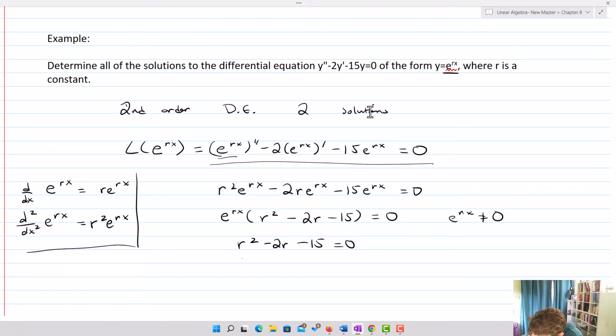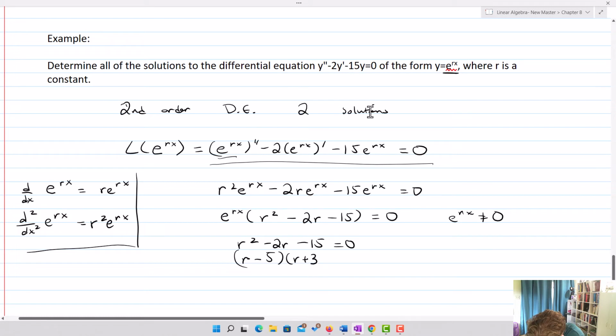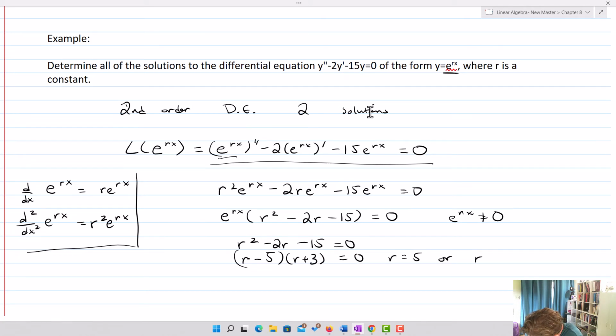So what that means is that I get a polynomial here. I'm going to get r minus 3, or excuse me, r minus 5 times r plus 3 equals 0. So r equals 5, or r equals negative 3.